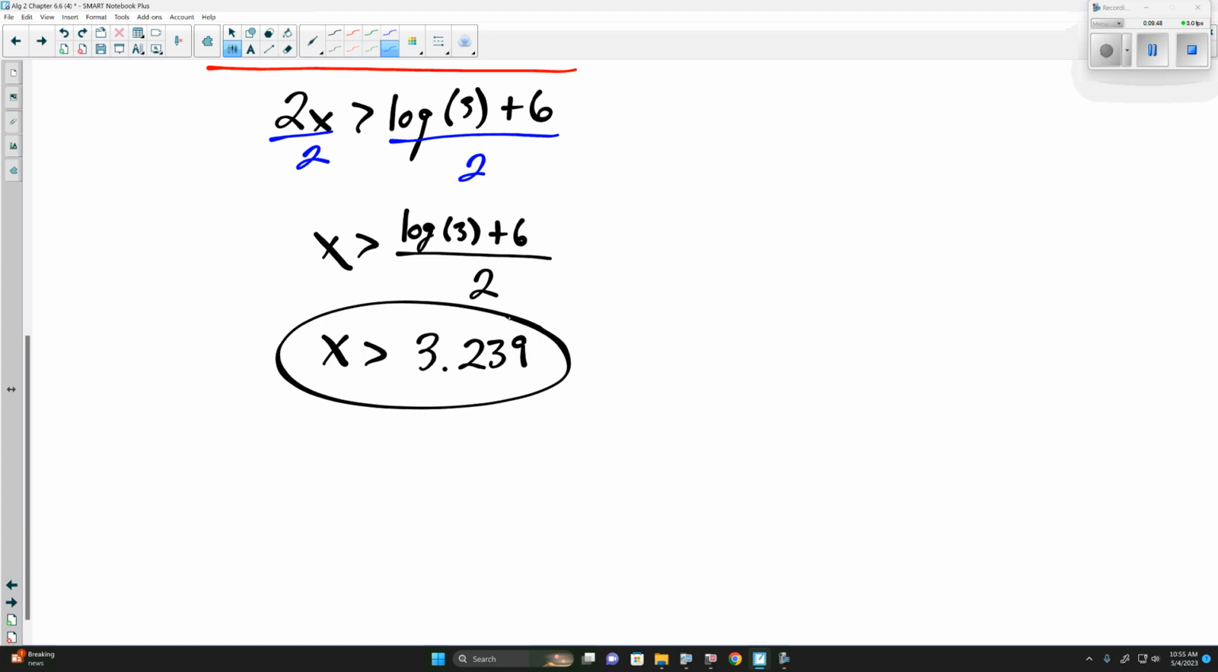Questions on any of this? Any questions on anything we've done so far? We can't divide with the 3. So I can't say log of 3 divided by 2, but we can divide the log by a number, as long as you don't translate this into, say, log of 3 plus 6 divided by 2. Because that and what we have here are not the same. Does that make sense? Any other questions on this? Are you ready for the next one?